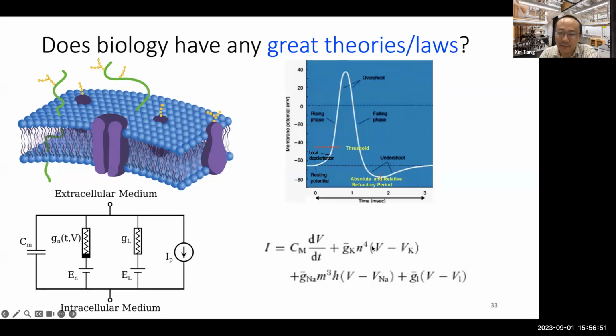This equation does not exist in any chemical engineering book or physics book. It exists because this biological system has unique transmembrane proteins and unique membrane properties. By applying physical laws to understand the membrane, you generate a new equation. This is a new equation in biology. It is called the Hodgkin-Huxley model, and it won a Nobel Prize. So this is the equation in biology.